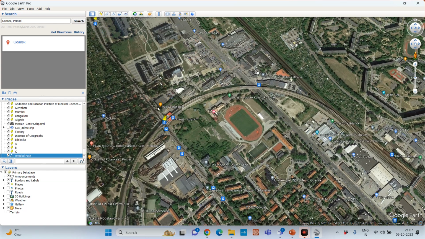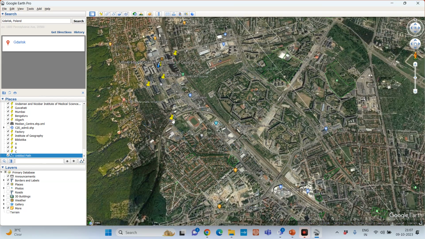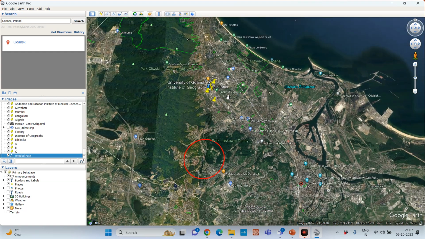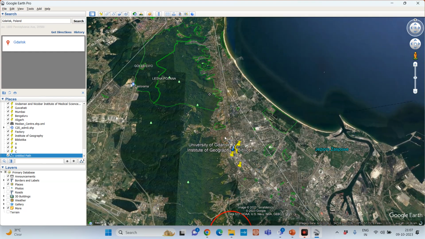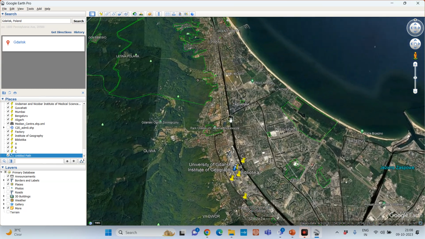So this is called spatial data, which will help you in decision making, because both routes help you to go to Gdynia. Am I right? Yes, sir. So this is the basic and fundamental concept of GIS.